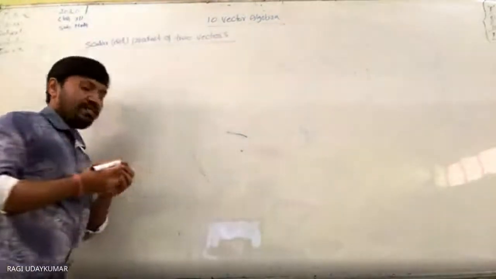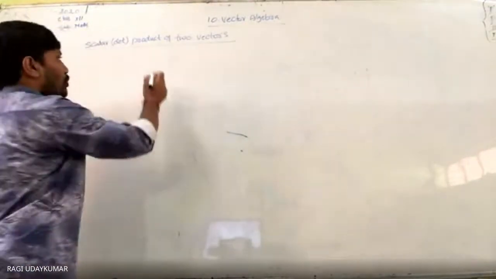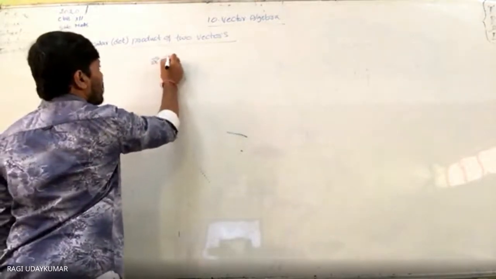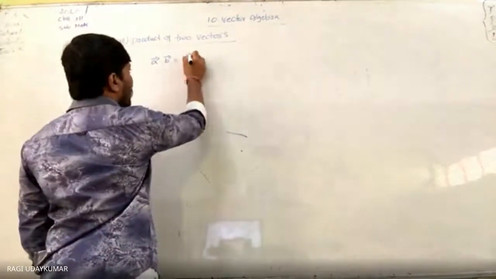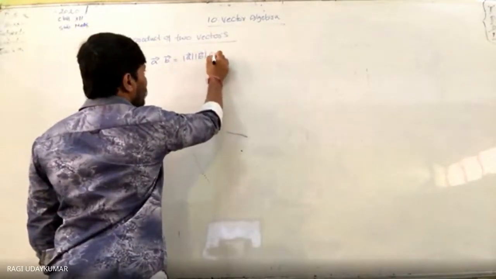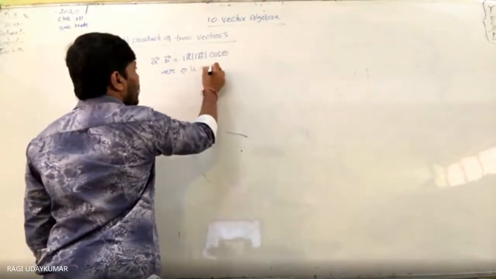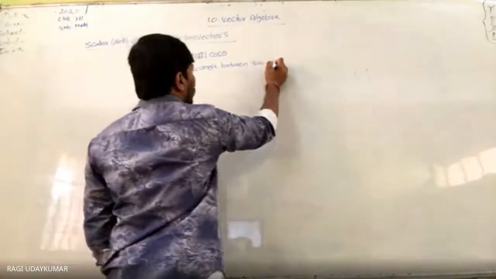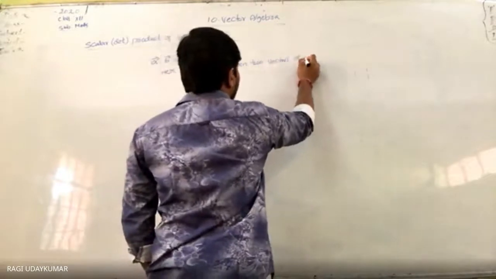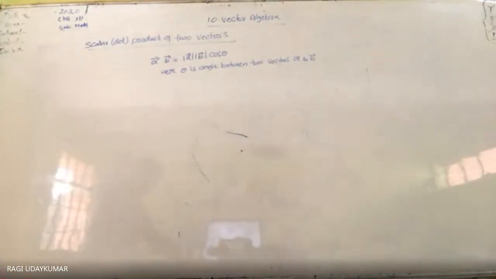So if A bar and B bar are two vectors you are considering, the dot product of these two vectors is denoted by A bar dot B bar, and it is defined as magnitude of A bar into magnitude of B bar into cos theta. Here theta is the angle between the two vectors A bar and B bar.